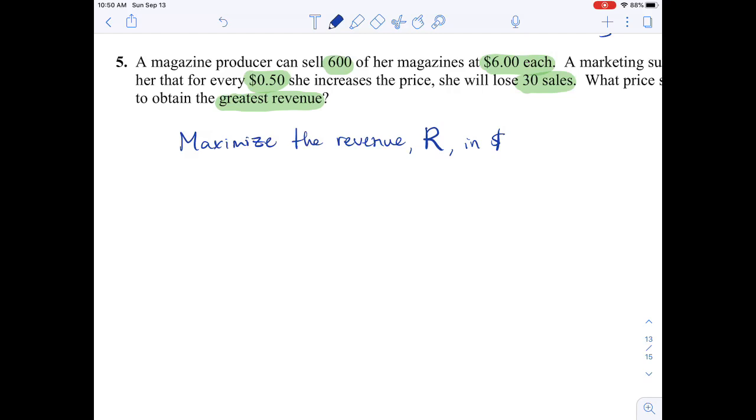Now, these questions, you might remember them from last year, and if you don't, it's going to seem a little weird what I'm about to do here, but if you just trust that it will lead us in the right direction, I'll show you why it's going to lead us in the right direction in just a moment. We're going to define, as we often do, a variable x, but we're going to let it represent the number of times that she increases the price. But I'm actually just going to put number of price changes.